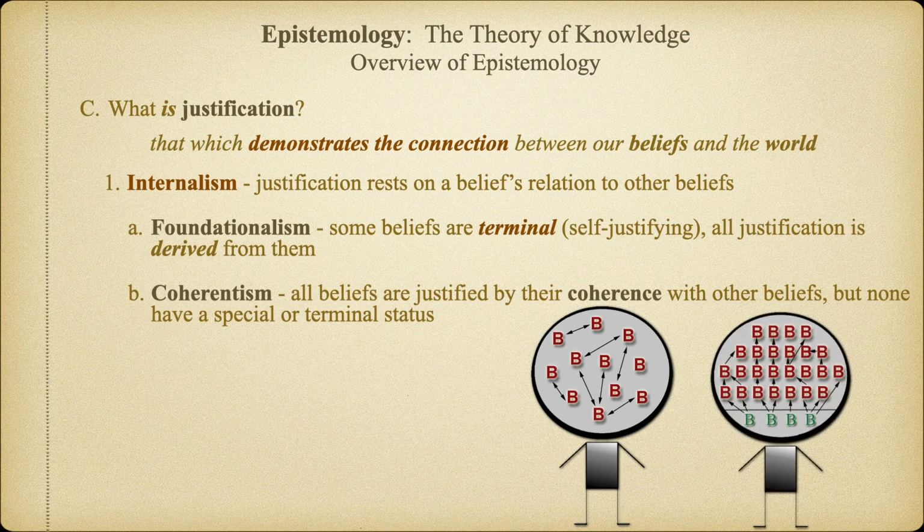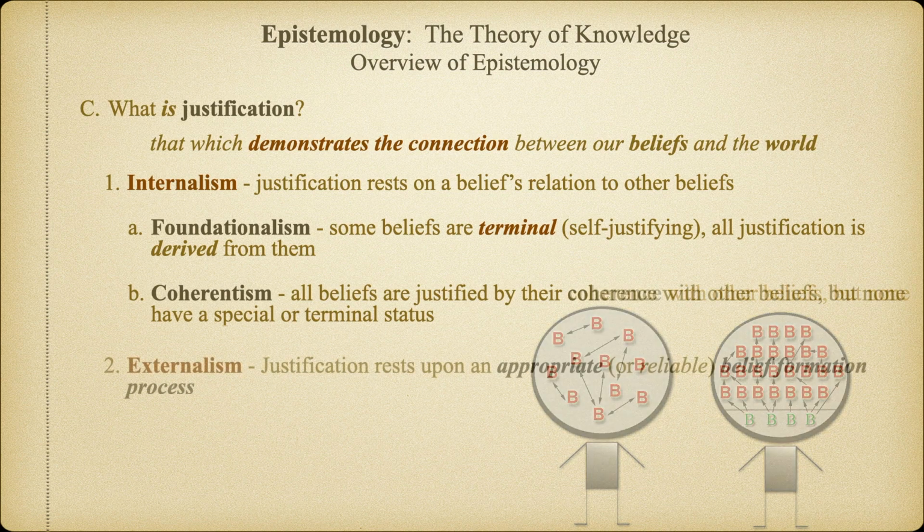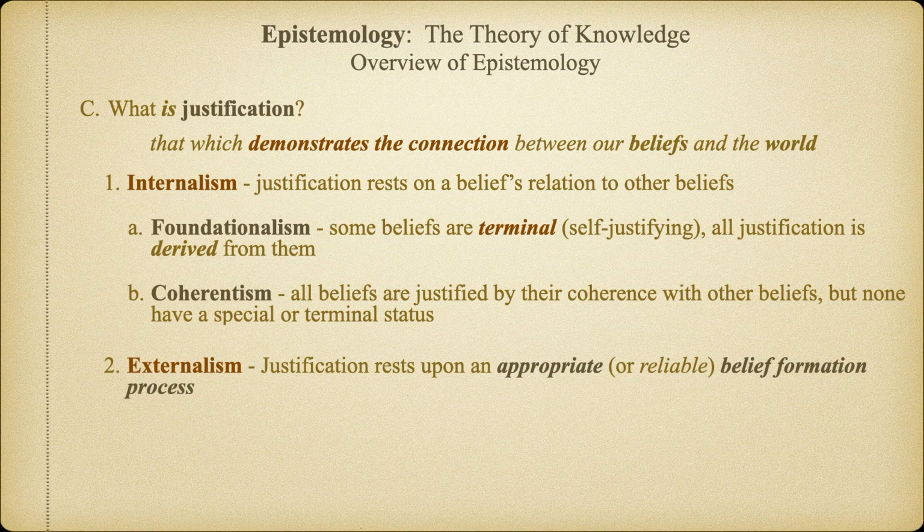But there's another objection that relates to both forms of internalism. If a system of justification is supposed to demonstrate the connections between our beliefs and the world, how can either foundationalism or coherentism fit the bill? Both systems purport to tell us about the proper relationships between beliefs in our mind, but why should that tell us anything about the world outside of our mind? This is the kind of objection externalism makes of both forms of internalism.